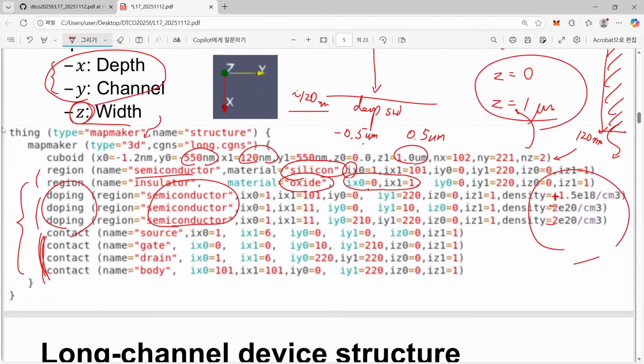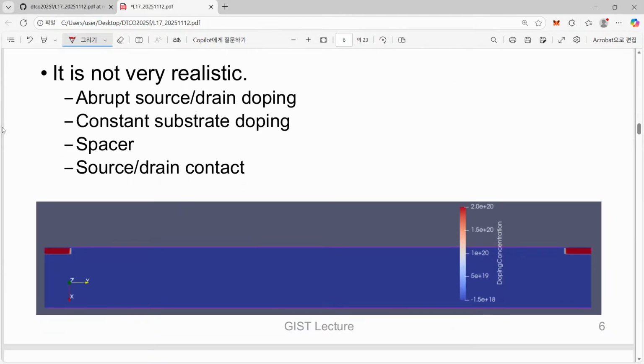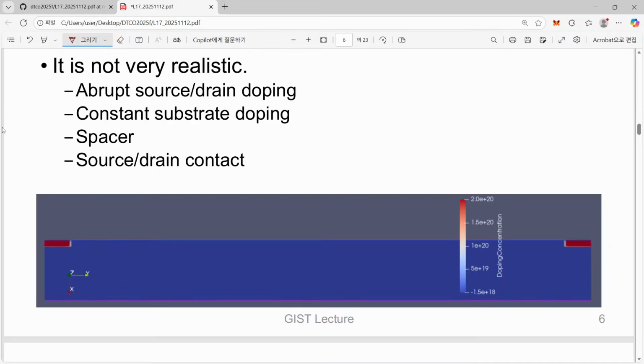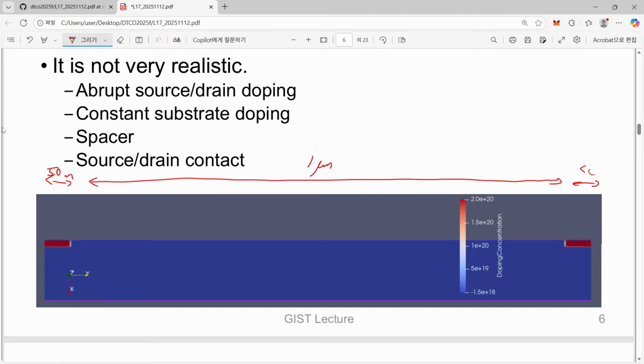Then now you will have this structure. So this is the structure you can see. Since this is a really long channel, this length scale is corresponding to 1 micrometer, and we have a relatively short 50 nanometer and 50 nanometer. And here we have a substrate and source and drain.